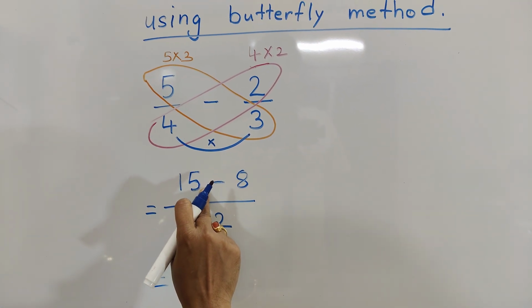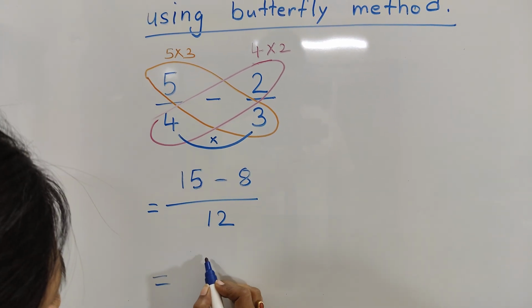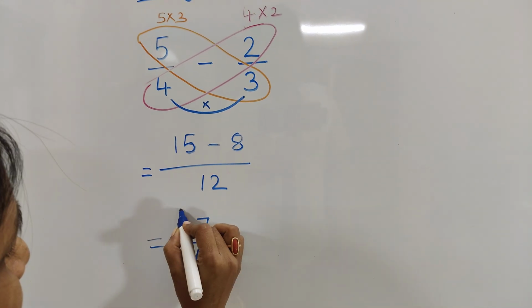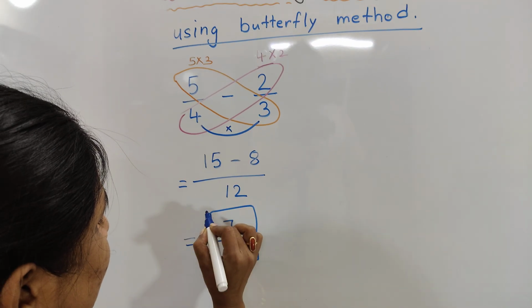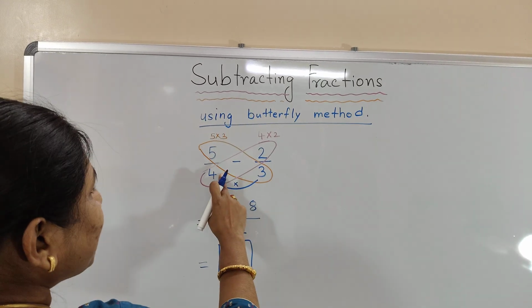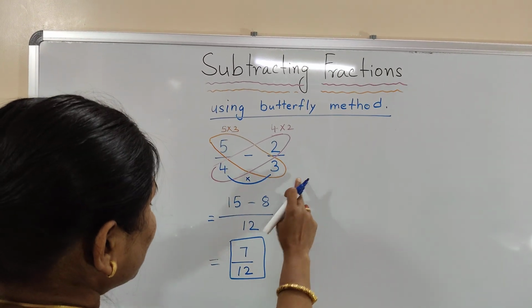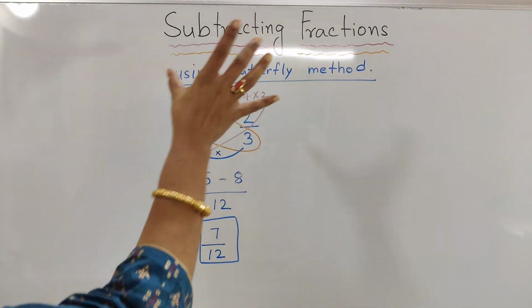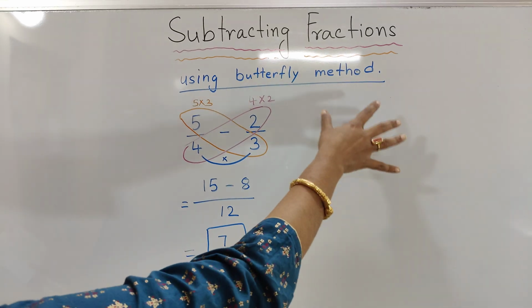Now we will subtract. 15 minus 8 is equal to 7 by 12. This is our answer. 7 by 12 is our answer. So when we subtract 5 by 4 minus 2 by 3, we get the answer as 7 by 12. So we solved subtracting fractions using the butterfly method.